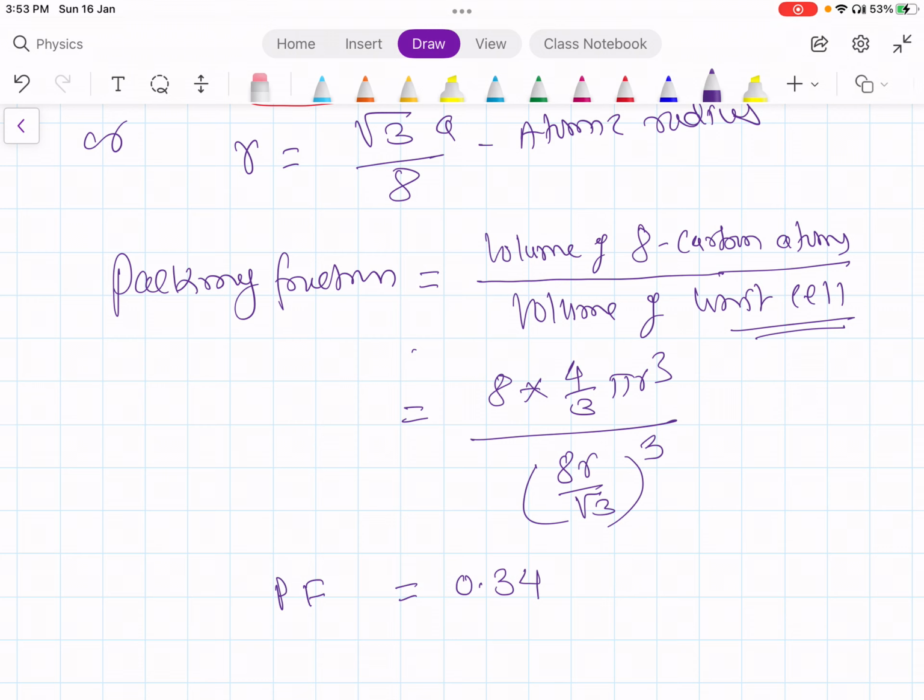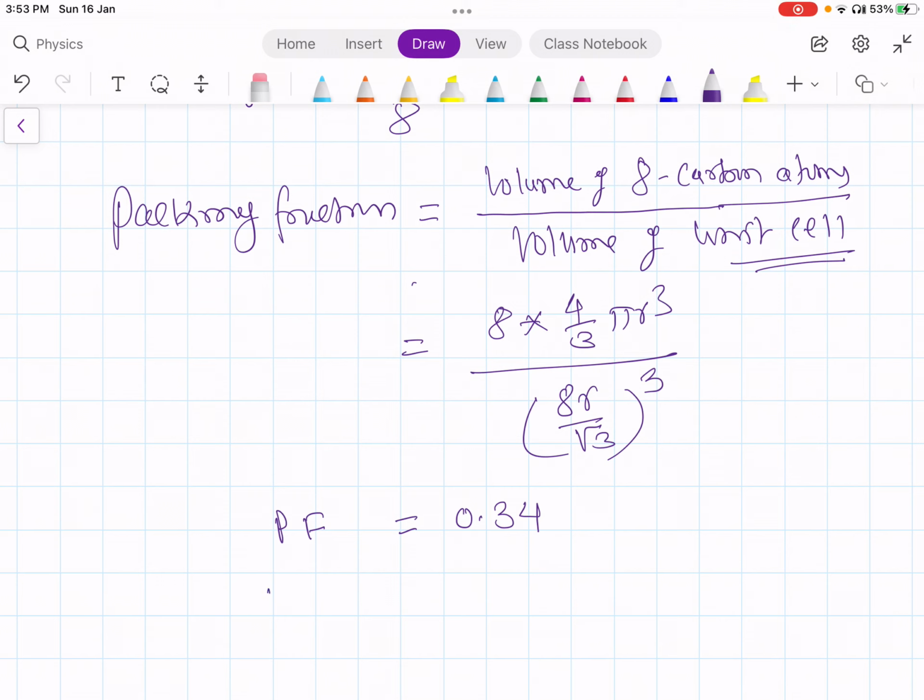So 0.34 is the fraction of the volume occupied by carbon atoms in the unit cell, the rest is void. Or its packing efficiency, which is the packing factor into 100, that is 34%. So only 34% of the volume is occupied by carbon atoms in the diamond unit cell, and the rest is void.